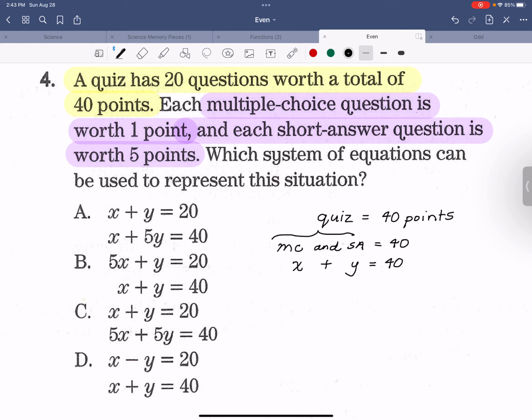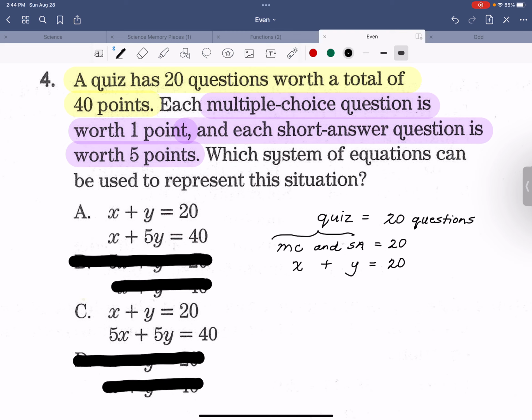Excuse me. I'm all messed up. Don't erase. I want to change this value. The quiz total is in terms of questions, not points. So it's 20 questions. So that equal sign should be a 20. So there's my first equation. X plus y is 20. You could eliminate B and D right now, because they don't have that condition. So it has to be A or C.